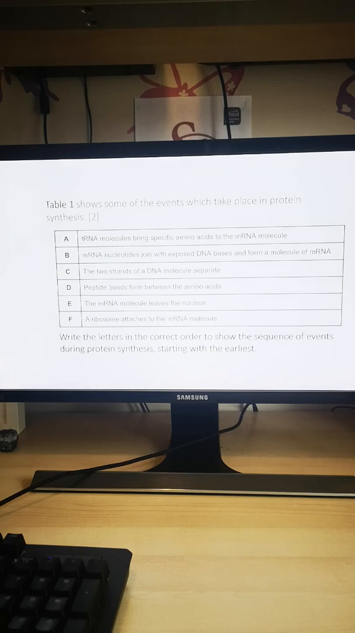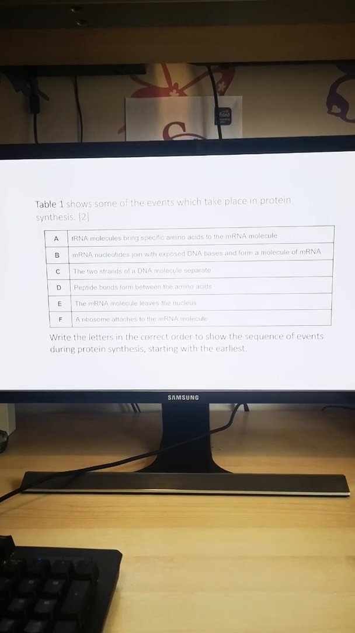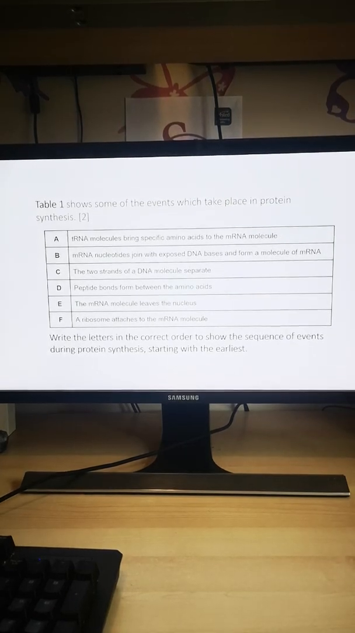Can you put these events in the correct order? So you're going to have to pause and give yourself a little bit of time to write the letters down in the correct order, starting with the earliest. Okay, so you should be ready.